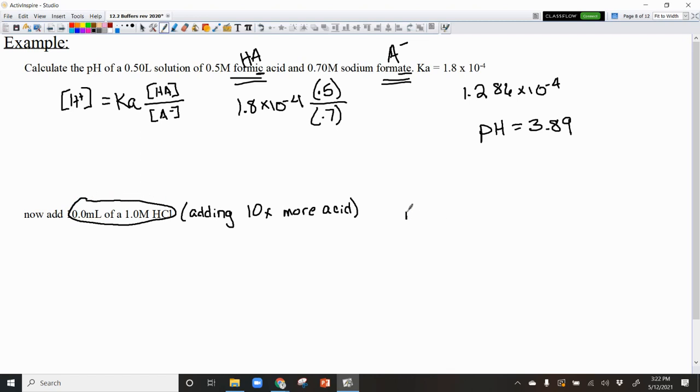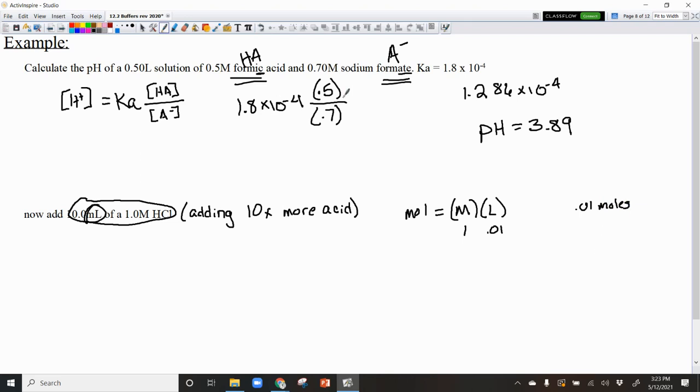Well, remember, to get moles, we do molarity times liters. So our molarity is 1, and our liters is 0.01, because this is milliliters. Remember, you have to change it to liters. So this is going to be 0.01 moles.